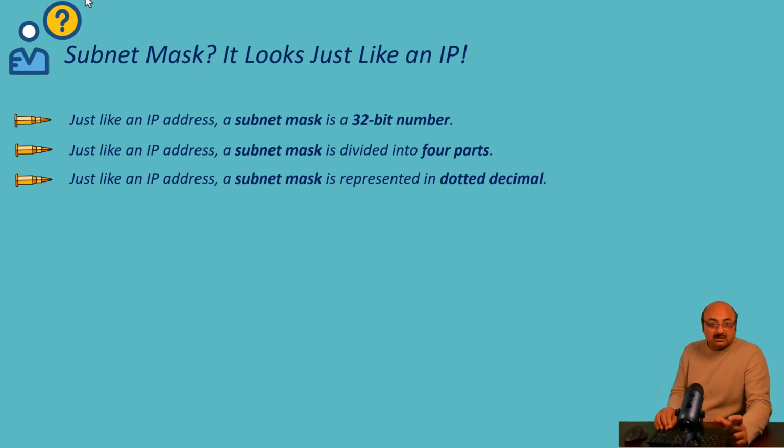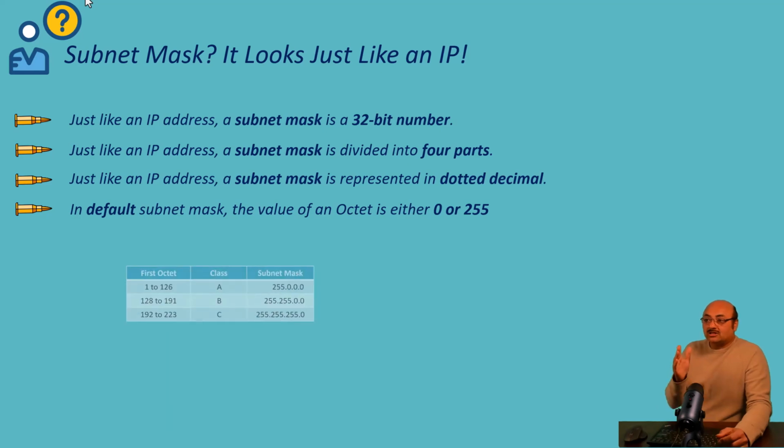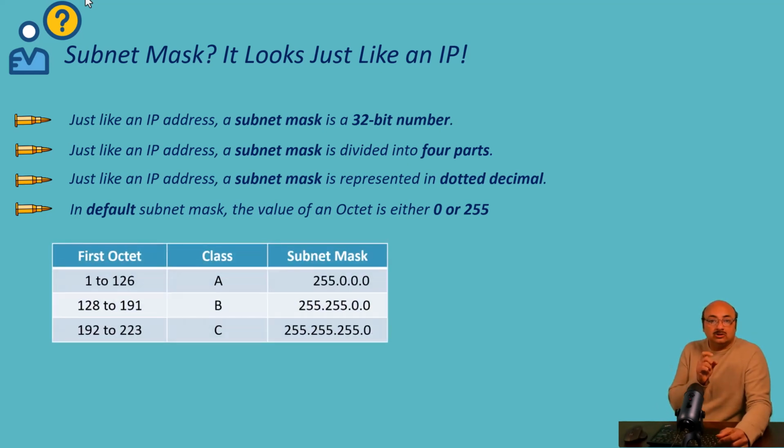And finally, here's the important thing. Remember, I'm talking about the default subnet mask. In a default subnet mask, the value of each octet is either 0 or 255. Let's look at the default subnet mask for class A. It shows 255.0.0.0. The first octet is 255 and the rest of the 3 octets, second, third and fourth, are set to 0. Class B, the first 2 octets or the first 2 bytes are set to 255 and 255. The third and the fourth have been set to 0. And for class C, the first 3 bytes are set to 255.255.255 and the fourth octet is set to 0.